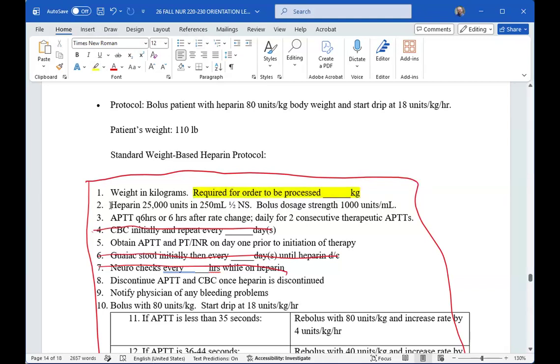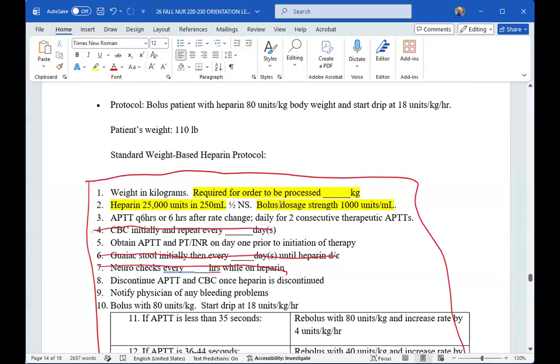We also need to know what we have available. So what we have available is heparin, 25,000 units in 250 milliliters, half normal saline. If you recall the previous question, like question 22, it had a similar setup. I think it had slightly different numbers, but it was some mL with some units of heparin. So that's why I wanted you to see that. That's our IV. We also have a bolus dose available at 1,000 units per milliliter.